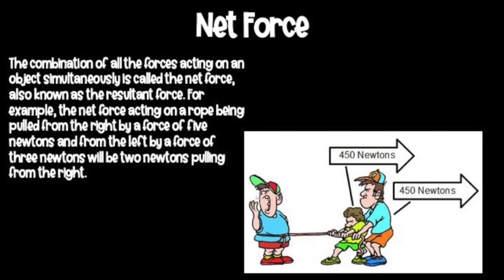The combination of all forces acting on an object simultaneously is called the net force, also known as the resultant force. For example, the net force acting on a rope being pulled from the right by a force of 5 newtons and from the left by a force of 3 newtons will be 2 newtons pulling from the right.